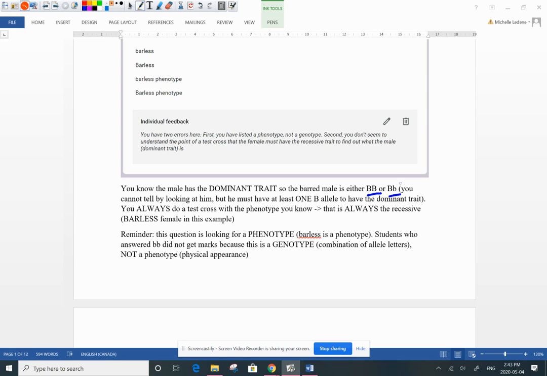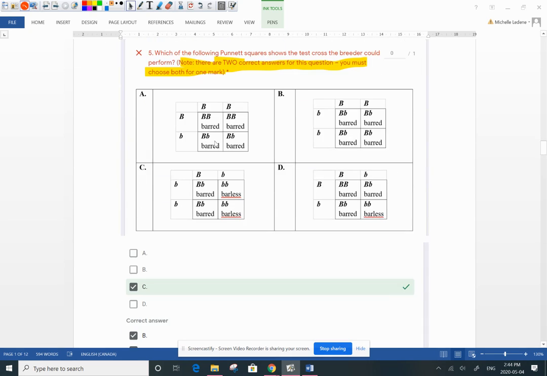You can't tell by looking at someone with the dominant trait. You don't know what genes, what alleles they're carrying. You know what they look like, but you don't know their genotype. So the whole point of a test cross is to determine this male's actual genotype. So only 2 correct answers here. So again, a lot of students did not read that you must choose both.